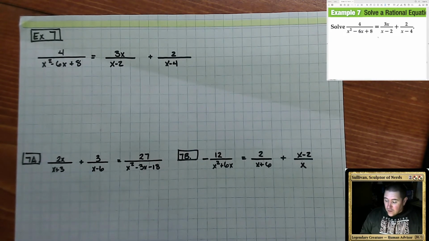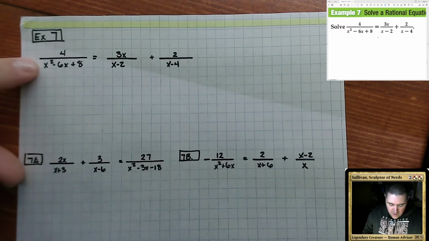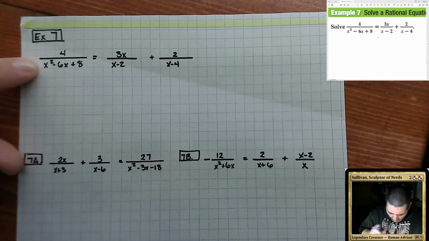With example 7, these we did in Algebra 1. This was Chapter 9, and this is why a lot of freshmen get really hurt in Chapter 9. And we moved it up to Algebra 2. You have to be able to factor, and factor very well.